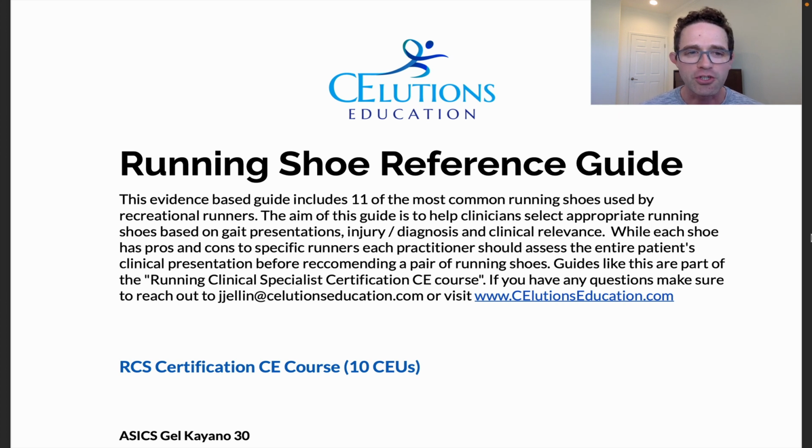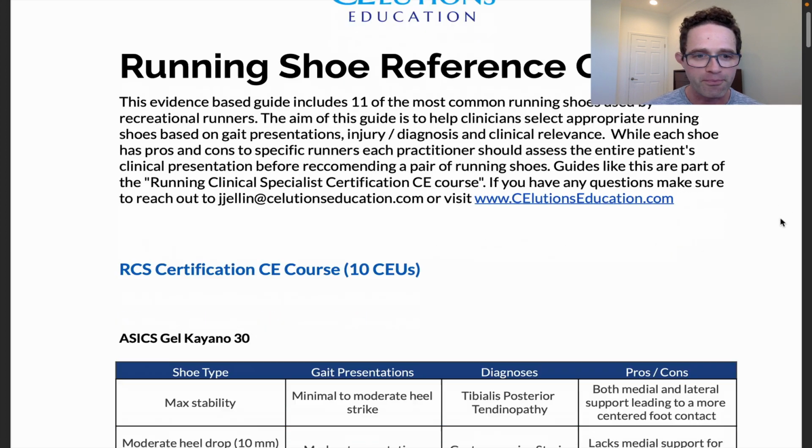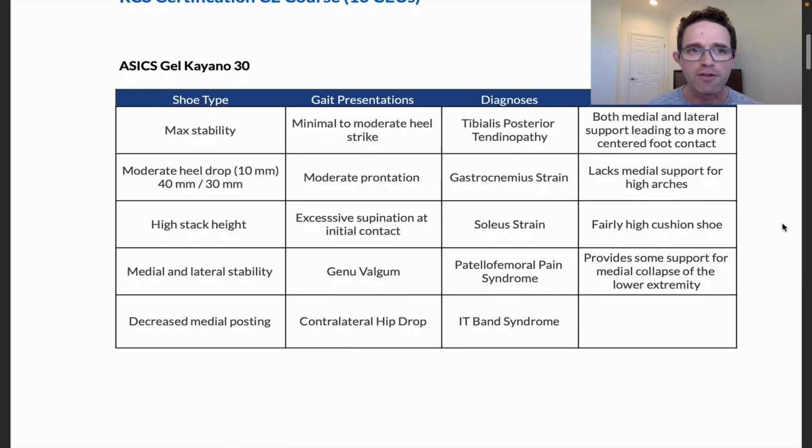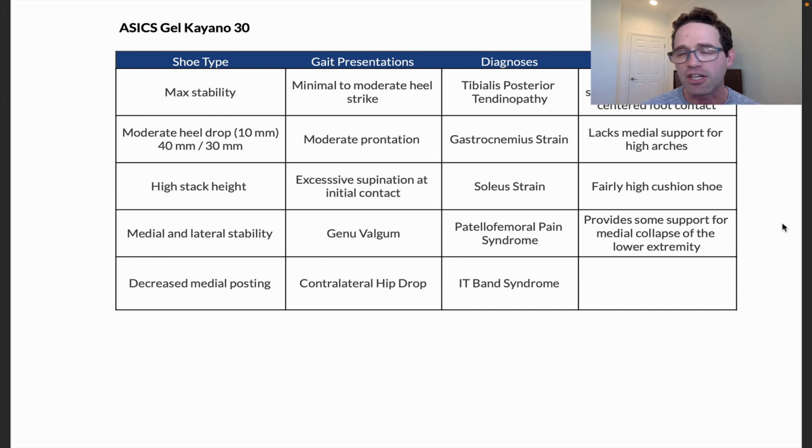Now, while each shoe has pros and cons to them, it's really important for the practitioner to be able to assess the entire patient's clinical presentation before recommending a pair of shoes. So without further ado, let's get into the running shoe reference guide. So the first shoe I'd like to go over is the Asics Gel Kayano 30.